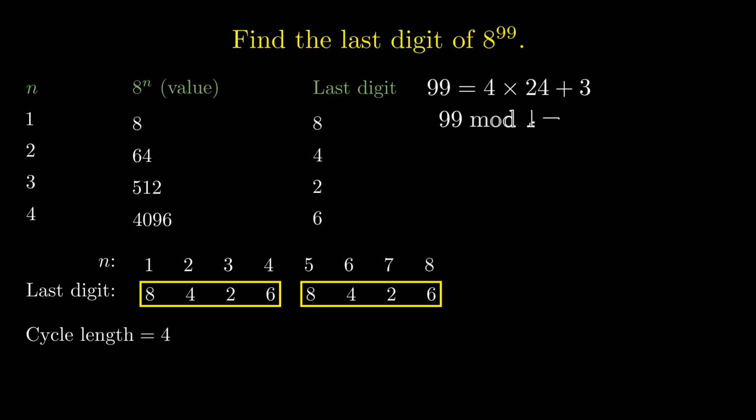Step 3. Reduce 99 modulo 4. 99 equals 4 times 24 plus 3. So the remainder is 3.